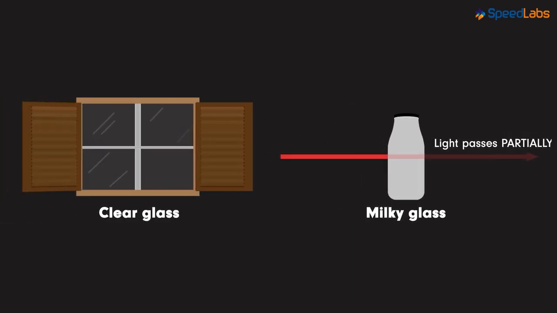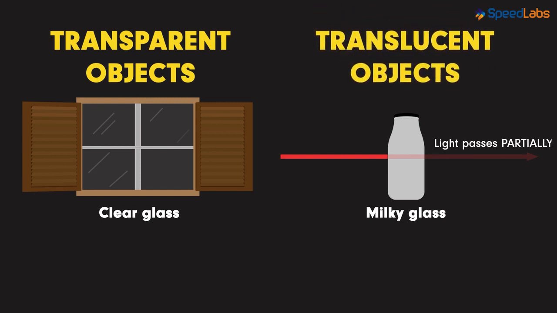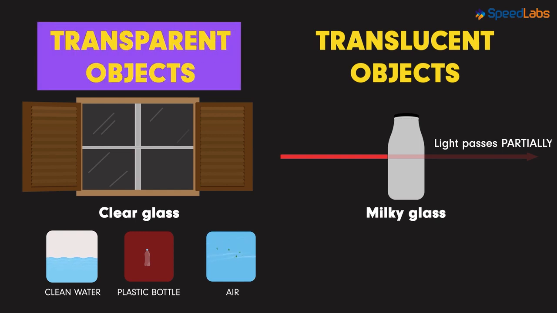While the objects like clear glass are called transparent objects, the objects which allow light to pass through it partially are called as translucent. We can easily think of examples of opaque objects. But can you think of other transparent or translucent objects? Yes, clean water, glass, clear plastic bottles and air are all examples of transparent objects.